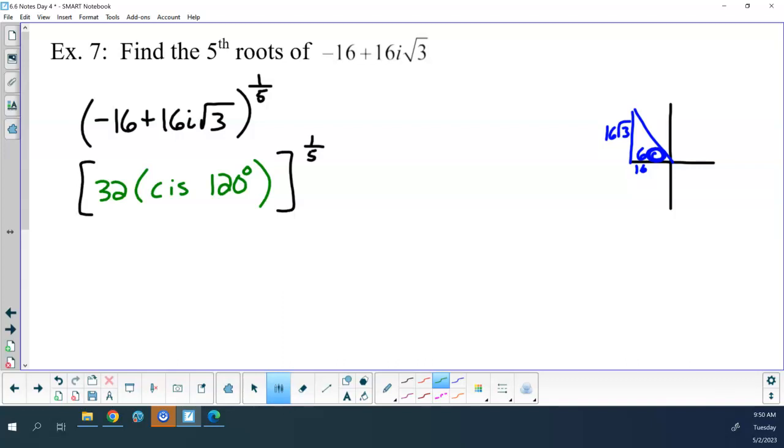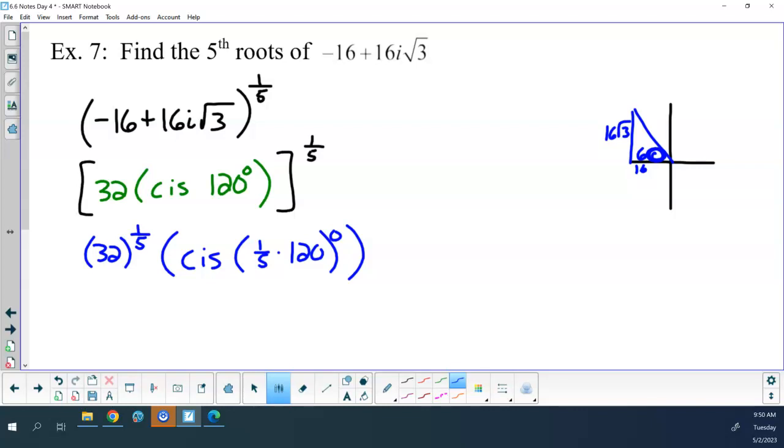Okay? So demoivre says we're going to have 32 to the 1/5 power times cosine plus i sine of 1/5 times 120. 32 to the 1/5 power is 2, and 1/5 times 120 is 24. So that's my first root.